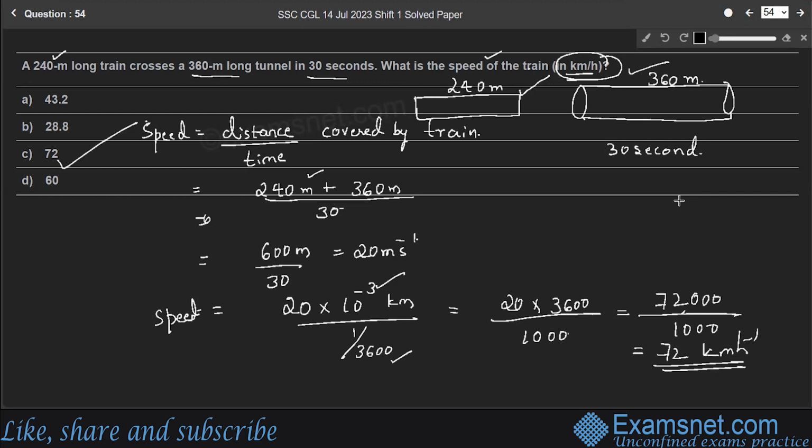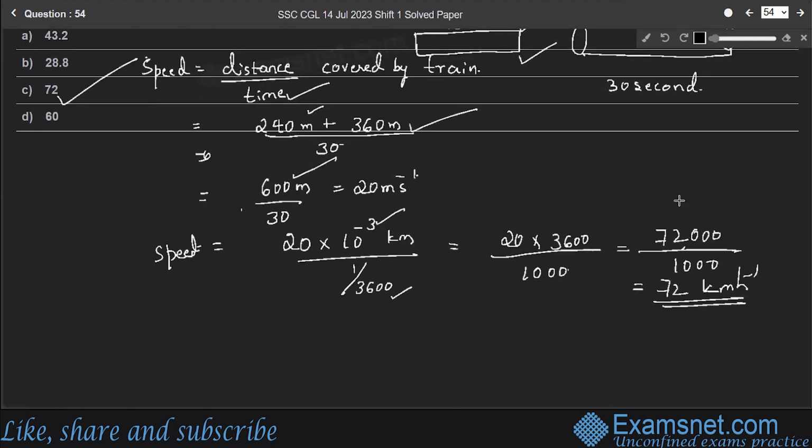So while crossing the tunnel, it has to cover its own length, also the length of the tunnel. Therefore, the total distance covered by the train is 600 meter, right? Divided by 30 seconds, which is the time taken by it. Therefore, the speed of the train in terms of kilometer per hour is 72 kilometer per hour, right? Option C is the right answer.